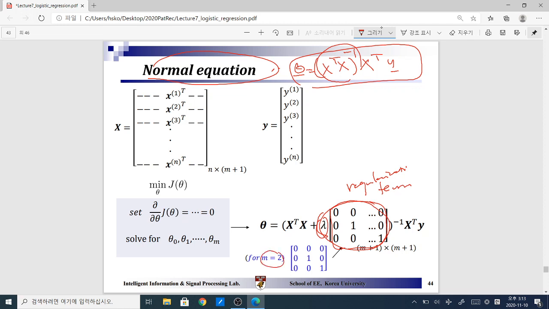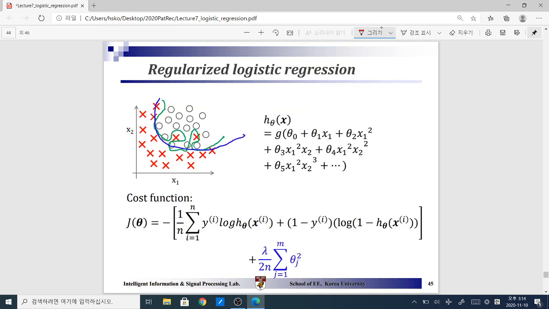So for m equal to 2, for example, that's going to be 3 by 3, where you have 1 and 1 there on the diagonal. And this is a result of performing, say, the error function using the normal equation process. So once again, the end effect of using the regularization term for the linear regression was what we just saw.